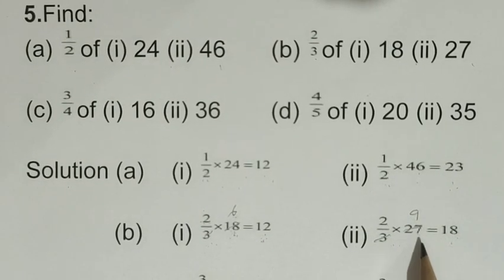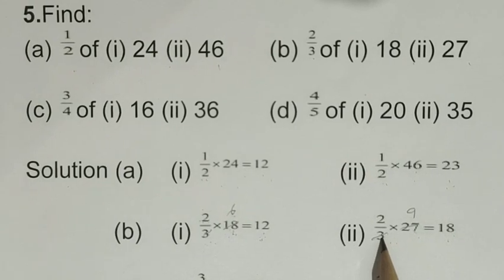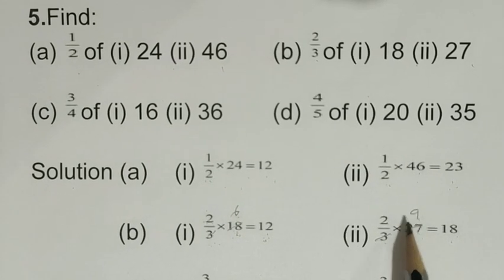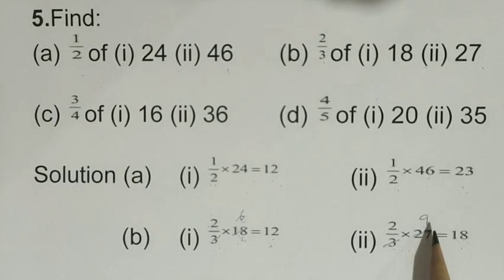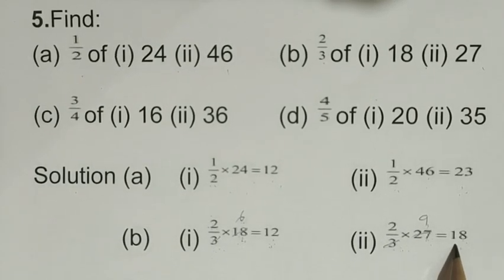Here, 2 by 3 into 27. One way you can cancel 3 and 27, you will get 9. 2 into 9, 18. Or 2 into 27 can be multiplied. So 54 by 3, it is equal to 18.